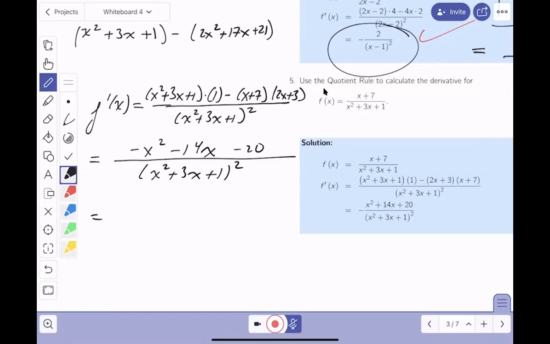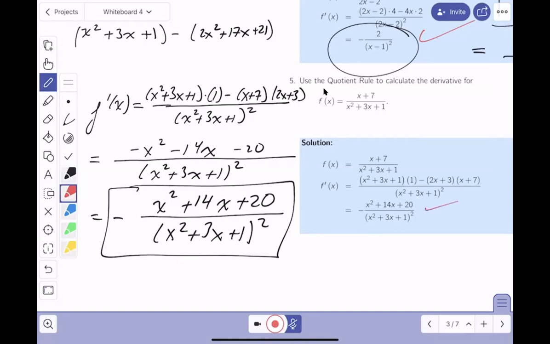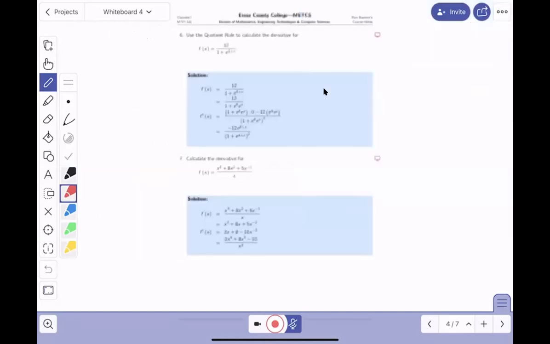I don't like all those minus signs, so I'm going to factor it out. And then I'll write down my final answer, which is x squared plus 14x plus 20 over x squared plus 3x plus 1 squared. Put a box on that indicating finality. Let's look at the answer, see if we got it. And wow, we got that one right too. We're on a roll. Let's go to number 6.